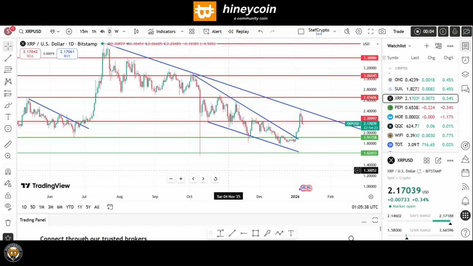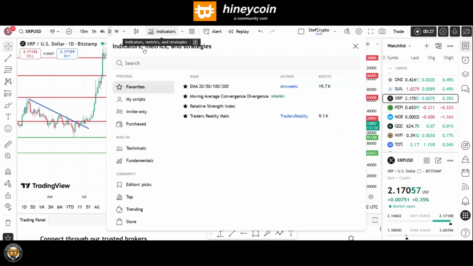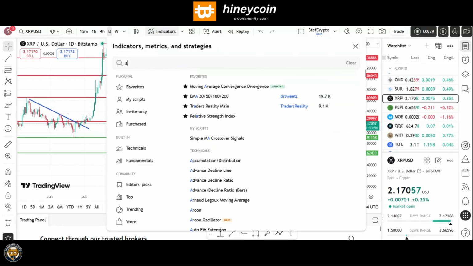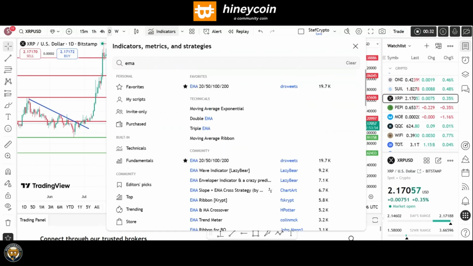In the last few videos we learned how to apply support or resistance, we applied trend lines, and we also applied our Fibonacci retracement. Today we're going to dive into the exciting world of the EMAs, Exponential Moving Averages. We'll go to indicators and just type in EMA. Yes, here we go. We take that one, the 20, 50, 100, and 200.